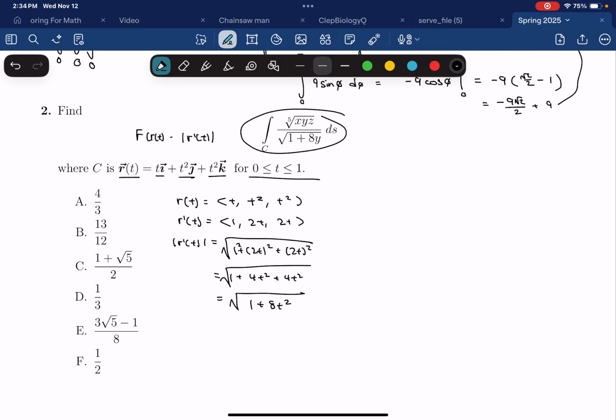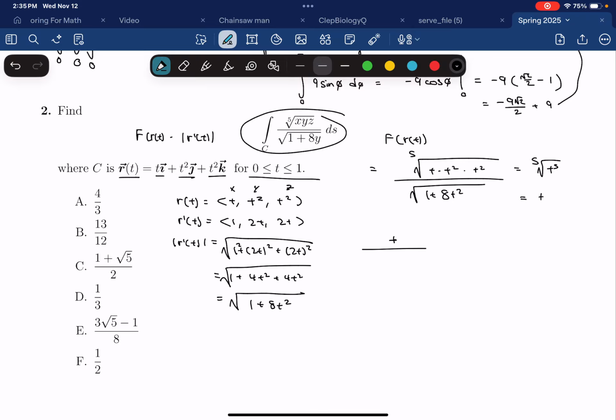In this same sense, if we plug r of t into f, this is x, this is y, this is z, remember? So you get t times t squared times t squared, all under the 5th root, which gets you the 5th root of t to the 5th, which simply gets you t. And then what goes underneath that? Well, that's just 1 plus 8 times y, which in this case is t squared.